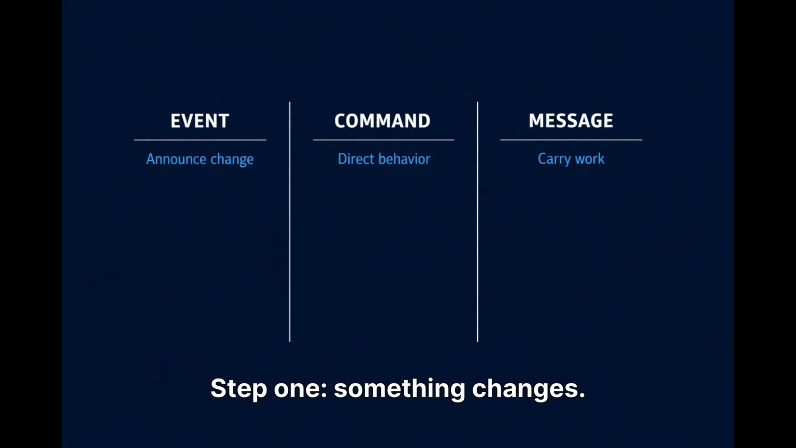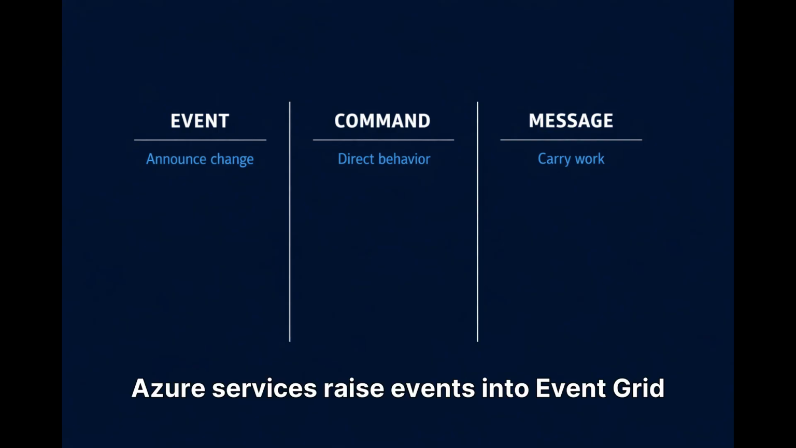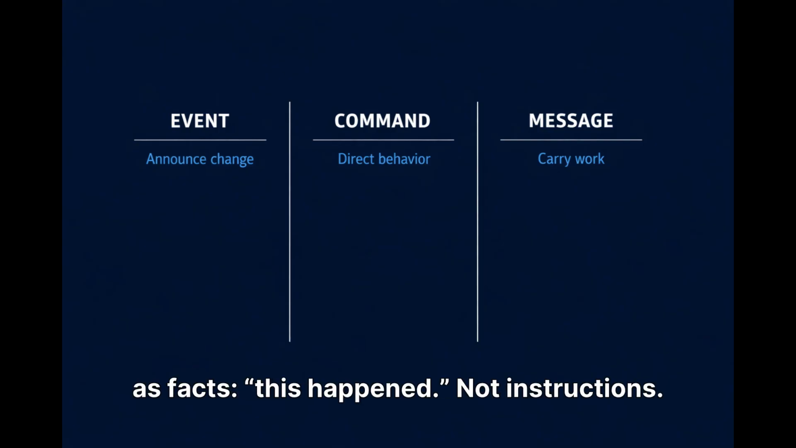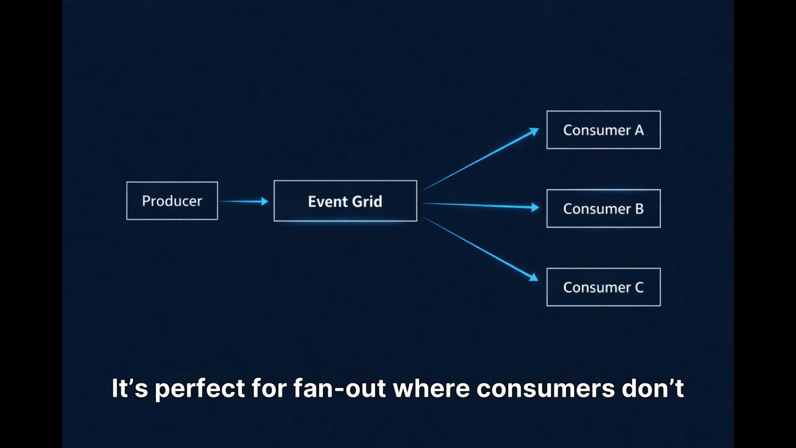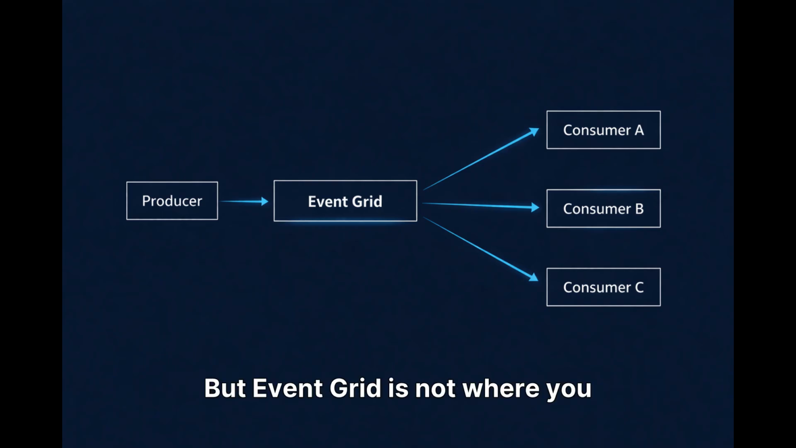Step 1. Something changes. An order is created, a file lands, a record updates. Azure services raise events into Event Grid as facts. This happened, not instructions. Event Grid is your broadcast layer: one producer, many subscribers. It's perfect for fan-out where consumers don't coordinate. But Event Grid is not where you place must-complete work.